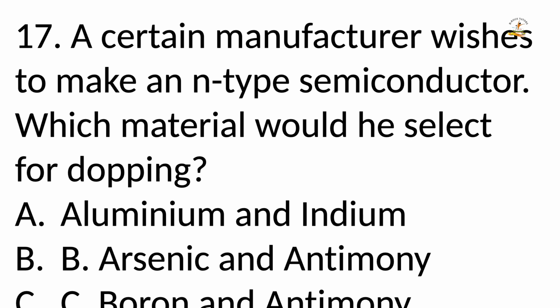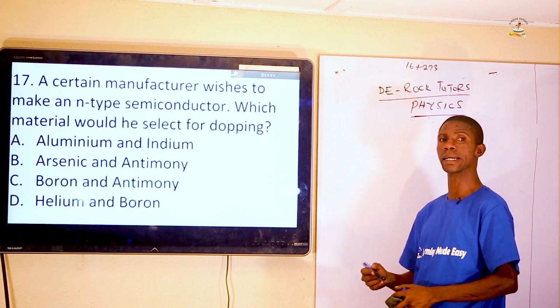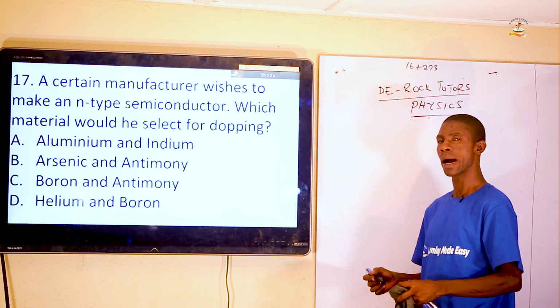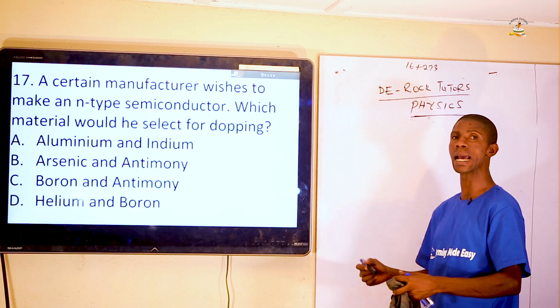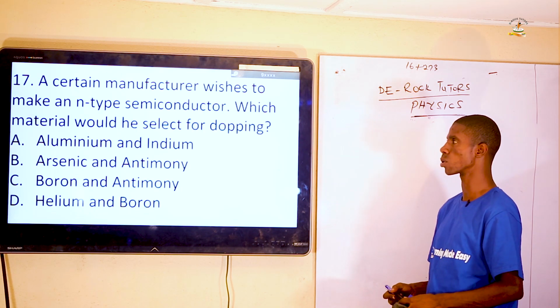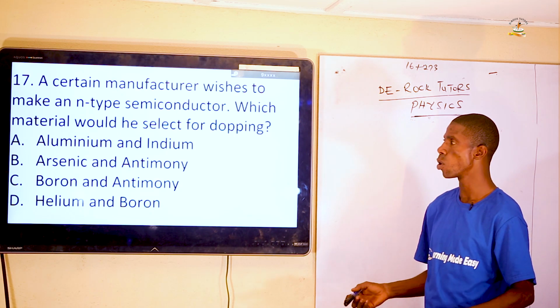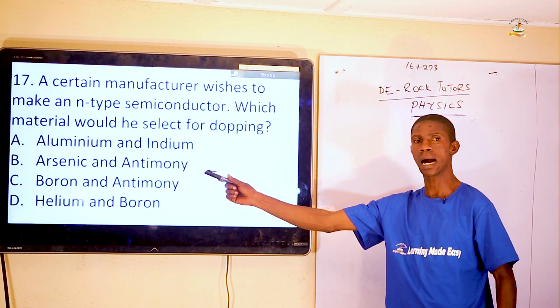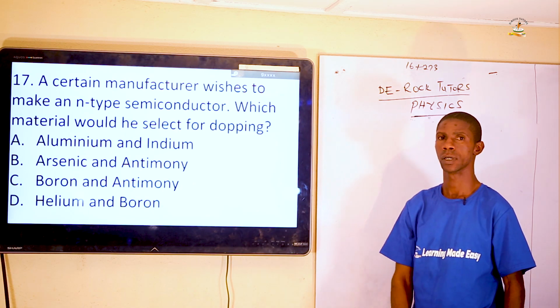For this question, a certain manufacturer wishes to make an N-type semiconductor. Which material will it select for doping? A semiconductor comes in between a conductor and a non-conductor, and we have 2 types: the P-type semiconductor and the N-type semiconductor. For us to have an N-type semiconductor, we need arsenic and likewise antimony, which comes as option B. So next question.